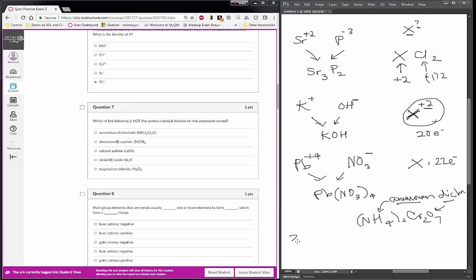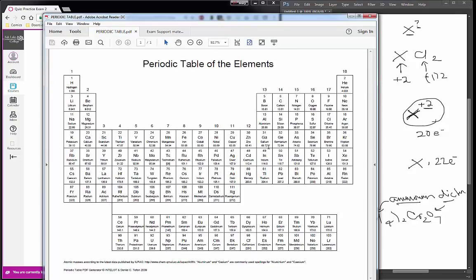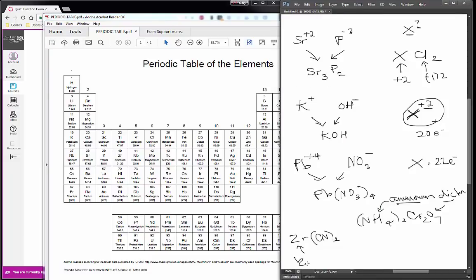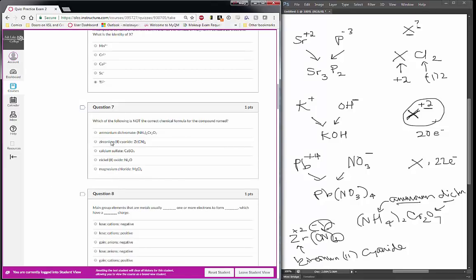For ZrCN2, I have one Zr, that is zirconium. And according to my periodic table, zirconium is a transition metal right here. So I'm going to have to include the charge there. So zirconium, in parentheses, is going to have a charge. And then this is our polyatomic ion cyanide. And cyanide has a charge of -1. So there are 2 cyanides, each at -1. That means that the zirconium must be a +2. So that is zirconium 2 cyanide. And sure enough, that is the name that they gave it. So that one is valid.